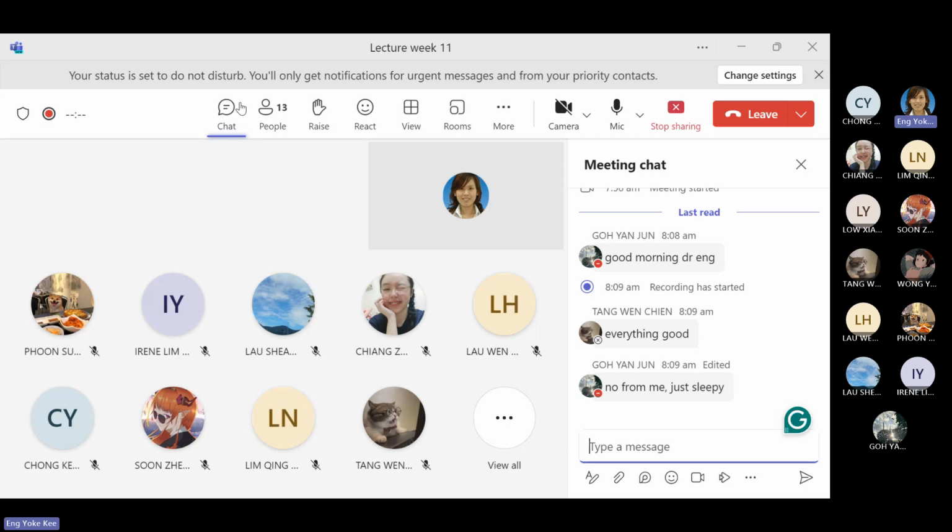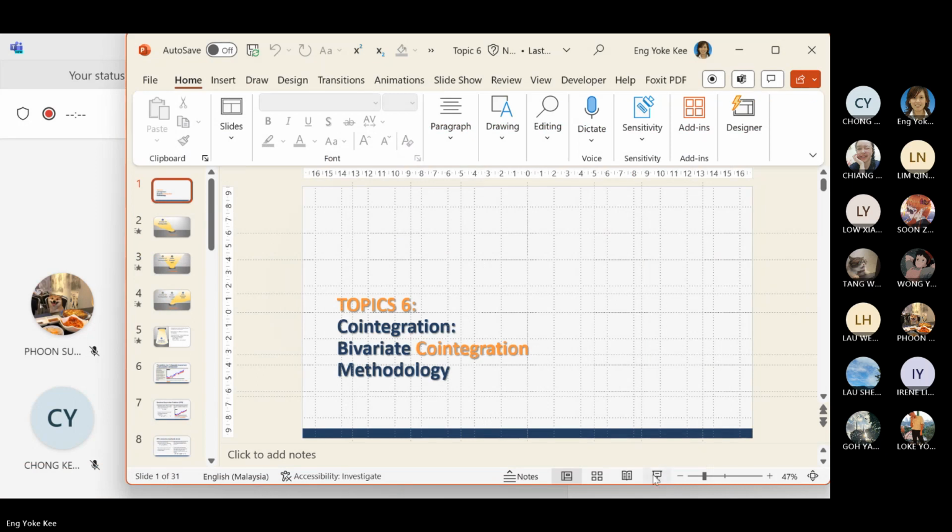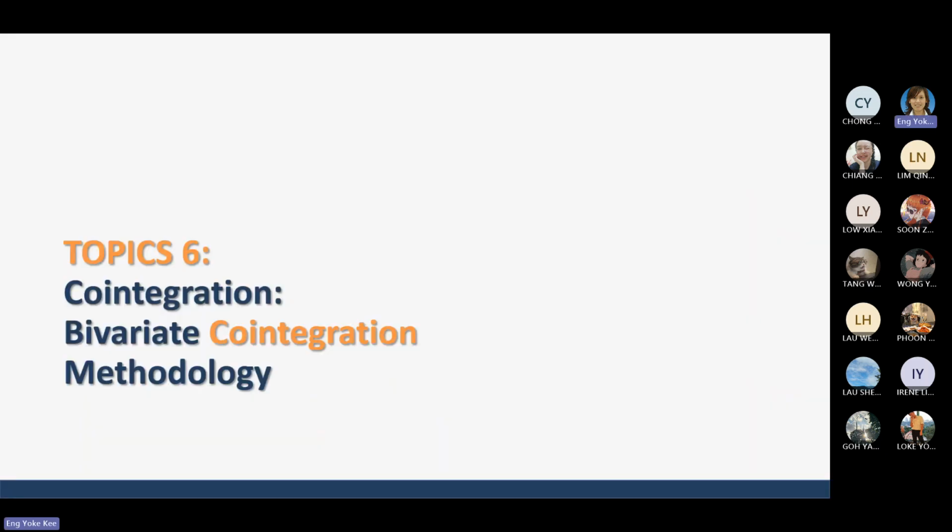Okay, so if nothing from your side, let's look at our new topic today. Okay, so this will be on topic 6. So this will be the continuity from our previous lectures. On topic 5, we talked about how we examine for the unit root of a series. So let's look at this. Now we are in the second half of our discussion.